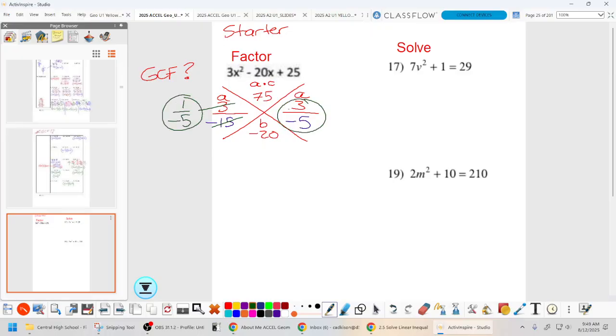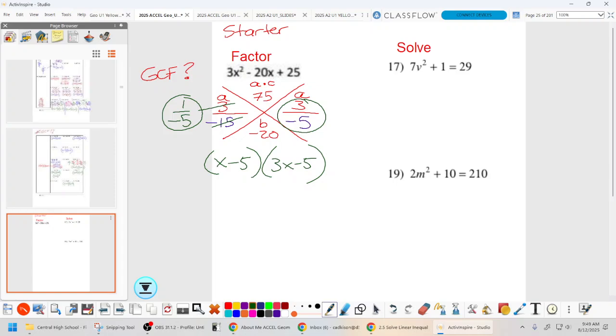Side is good. Okay, now we're ready to go write these in our factors. And we're done. For now, that's all we need to do. How'd that go? Any issues, any questions, sticky points?